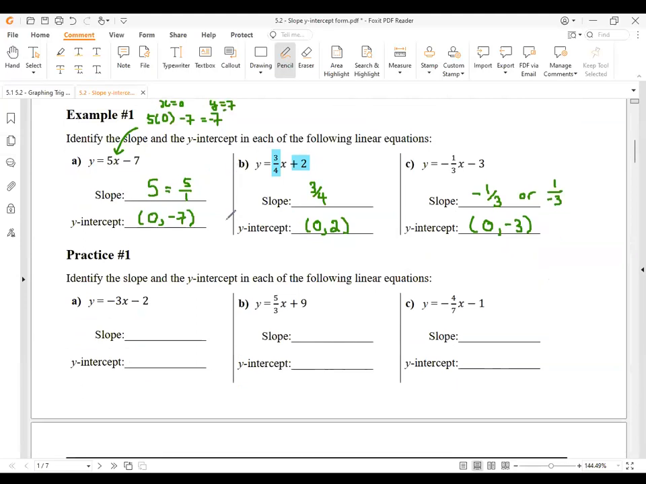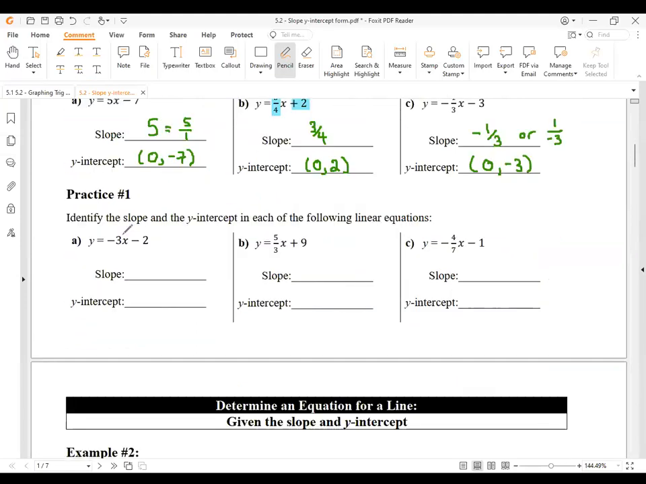Okay, practice. We'll do one more together. Slope is a negative 3 over 1. Or, of course, 3 over negative 1, they're all the same. The y-intercept is 0, comma, negative 2. Okay?